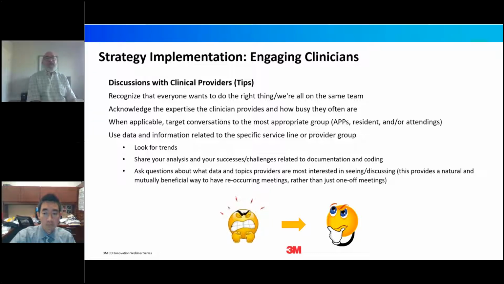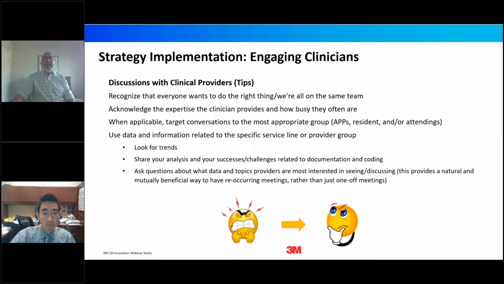And we want to make sure that we target our conversations, because a lot of times here at Stanford, the APPs and the residents are doing a lot of the documentation, and the attendings are there to co-sign and monitor and maintain it. So certain topics and target audiences can be very good when you're engaging, and we make sure that we include all of them as well.